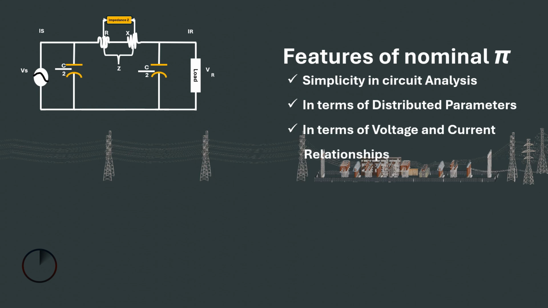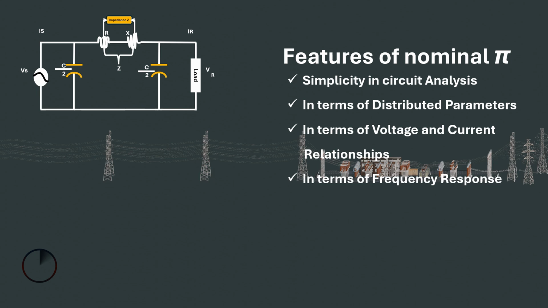The fourth feature, in terms of frequency response: the Pi model is particularly useful for analyzing the frequency response of transmission lines. With this, we can understand how transmission lines behave under AC conditions, which include resonance and impedance matching.